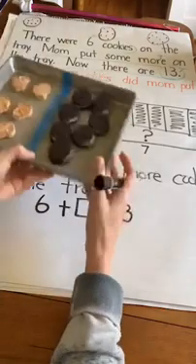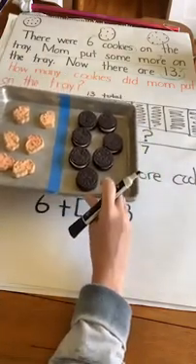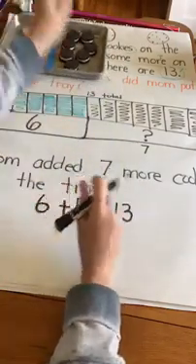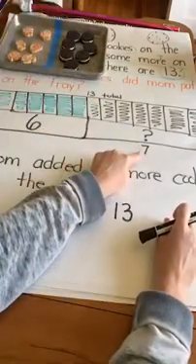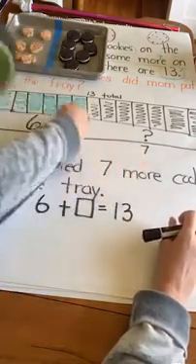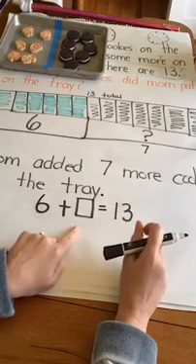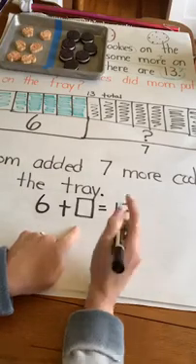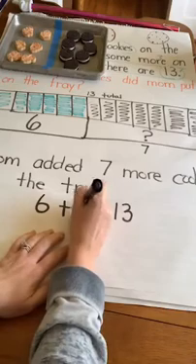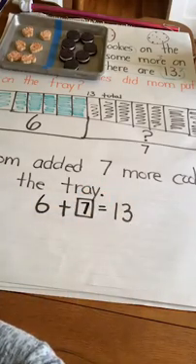And we saw that our change unknown was 7. It was 7 on our cookie tray, 7 Oreos, yummy. It was 7 on our parts equal total structure, our model here that we drew. And guess what? In our equation, the answer is also going to be 7. So that's how I would solve it with an addition equation.